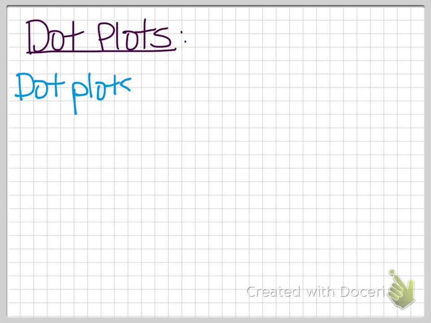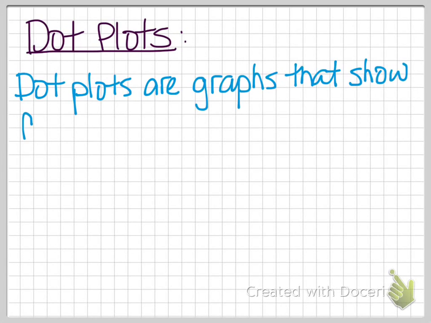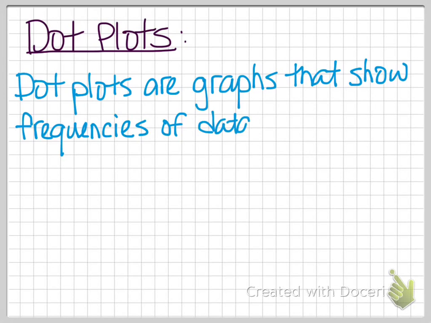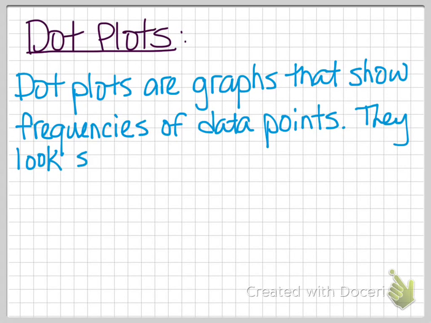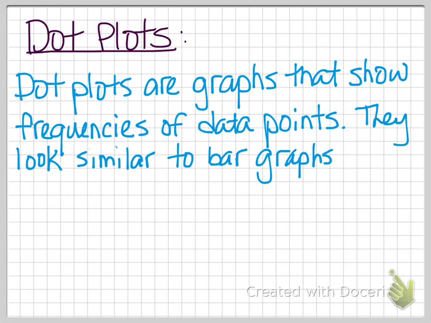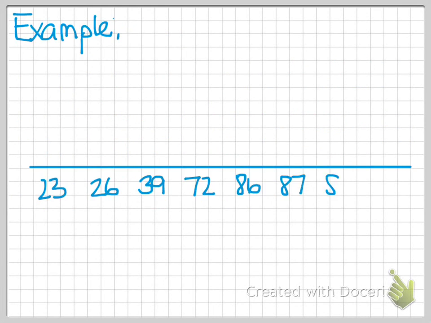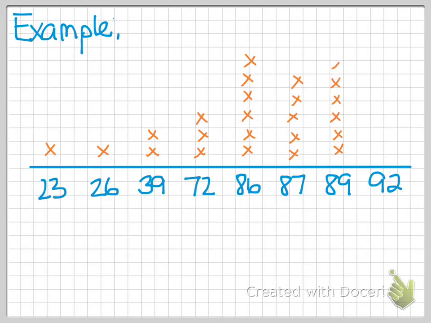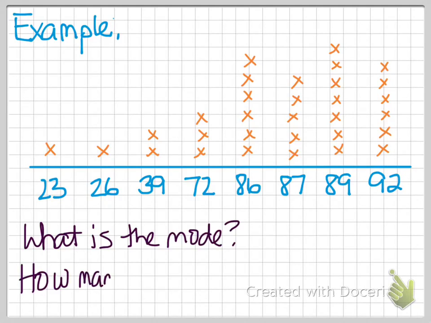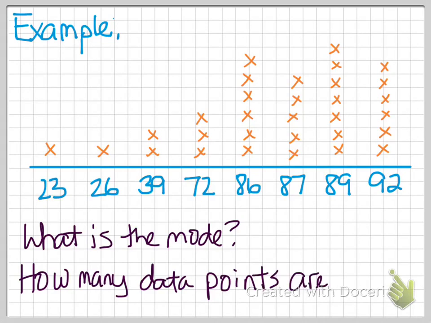Here's an example of a dot plot. Dot plots are graphs that show frequencies of data points. They look similar to bar graphs and are clear to understand. Looking at this example, these are instances of scores: 23, 26, 39, 72, 86, 87, 89, and 92. In this instance, we have a mode, which is 89.